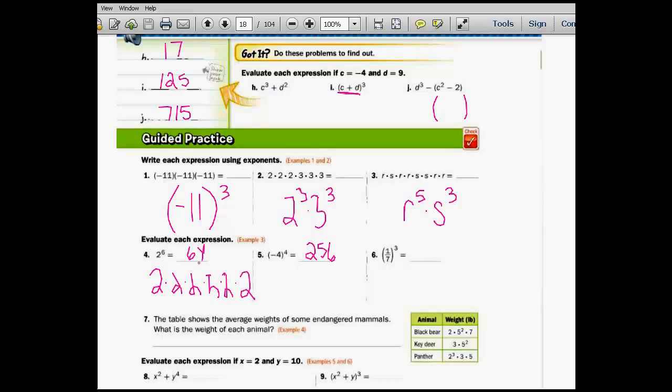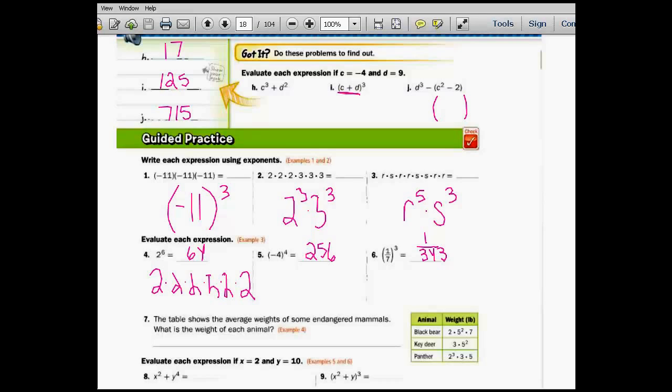And number 7, 1/7 cubed. 1 times 1 times 1 is 1. 7 times 7 times 7 is 343. So 1/343. Okay. Last section down here.